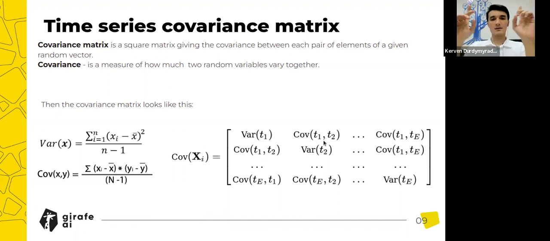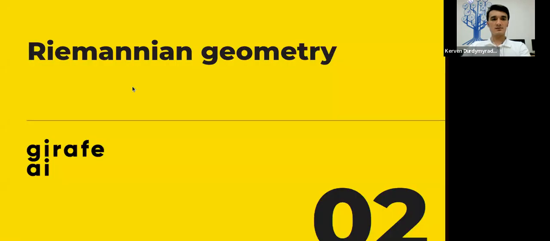The covariance measures how these signals vary together, and it's estimated with this formula. For example, variance is estimated with this formula, and covariance between X and Y is calculated with this formula. N is the number of samples here. Okay, then let's move on.